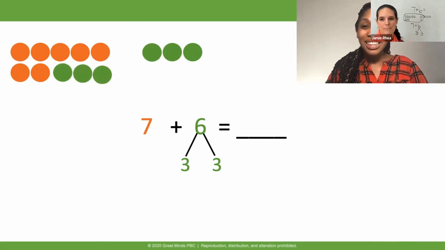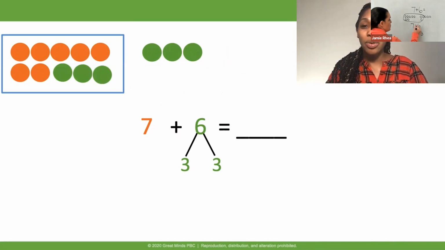Okay, we made 10. So I'm going to frame that to show we have a group of 10. Go ahead and make your work look like mine. Now, if you're drawing it out, you can just circle so you don't have to keep erasing. So see how I have my 7 and my 3 over here circled, and then I circled my 3 down here. They match. It's important. And they equal what? 10.